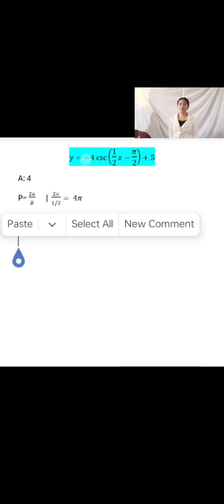So next is the vertical shift. So we know the vertical shift, it is the 5. It is 5. Then 5 plus 4 equals 9, and 5 minus 4 is equal to 1. Then we will get the final period, which is we add the period and the phase shift.